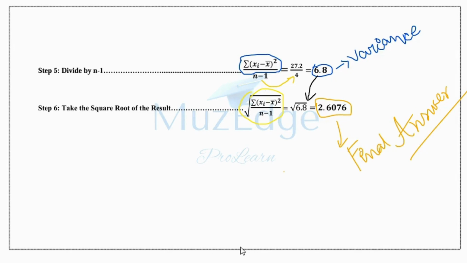And that brings us to the end of this lesson on calculating the sample standard deviation. We walked through each step carefully from finding the mean, to deviations, squaring them, calculating variance, and finally, the standard deviation. I hope this explanation made the concept clear.